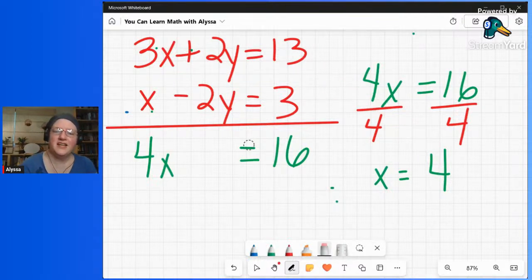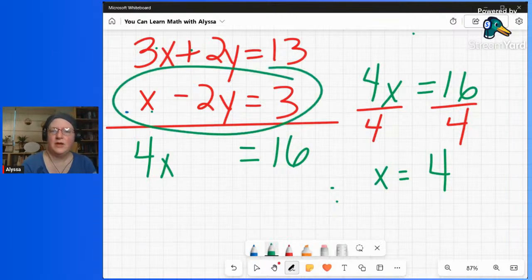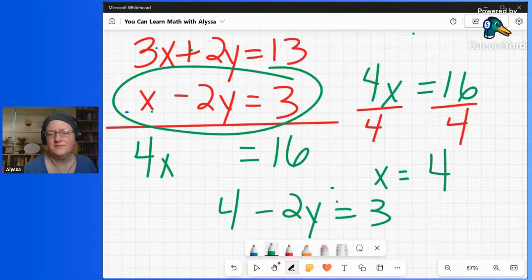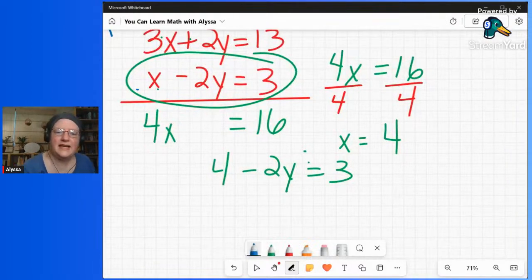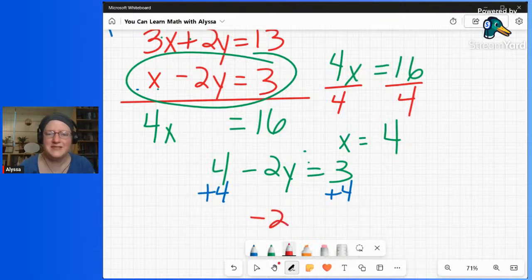There you go. All right, so I'm going to plug it into this bottom one. X minus 2y equals 3. So I plug in 4 for x. And now I've only got one variable again. That's perfect. I'm going to add 4 to both sides. So on the left, I get that, excuse me, subtract 4.